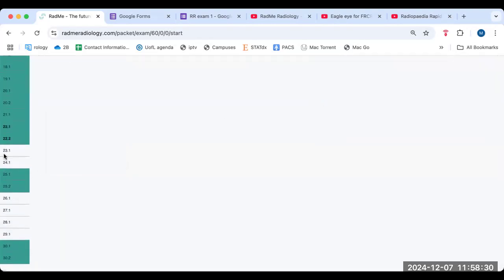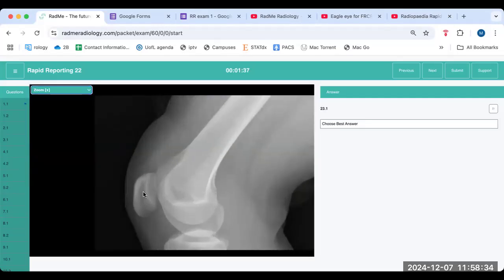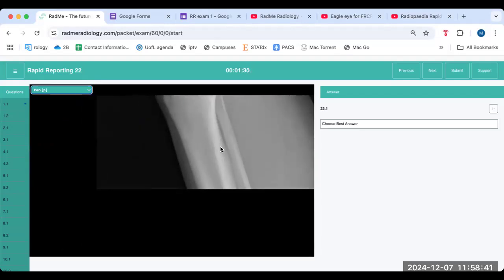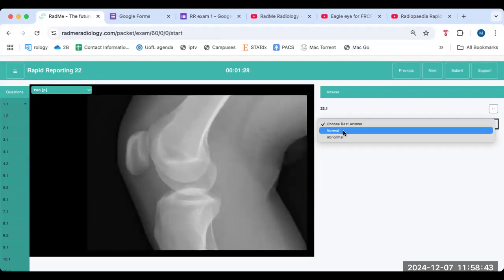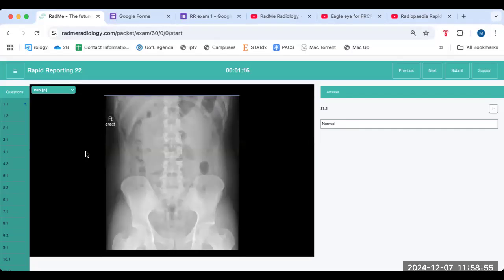What else do we have? 23. Femur, here, fibula, tibia, everything was normal. So I will go to the other one. And pneumoperitoneum in the previous one. Let's go back. This one. What is the sign for pneumoperitoneum here?